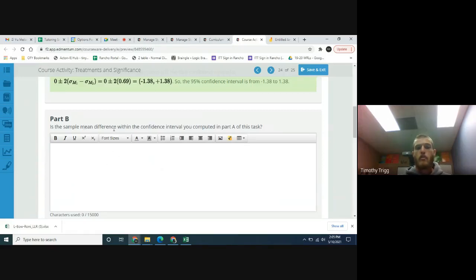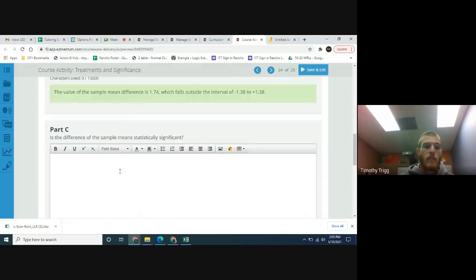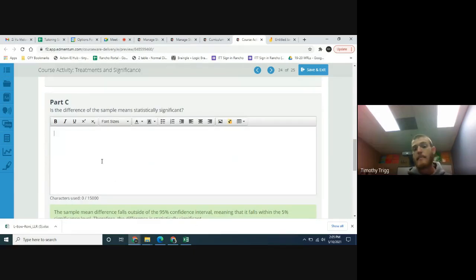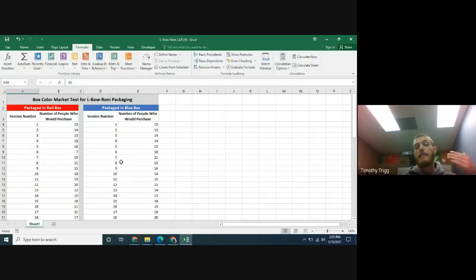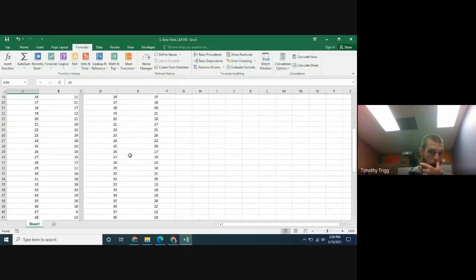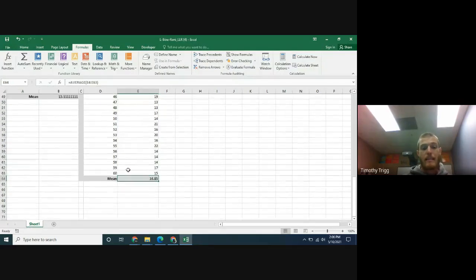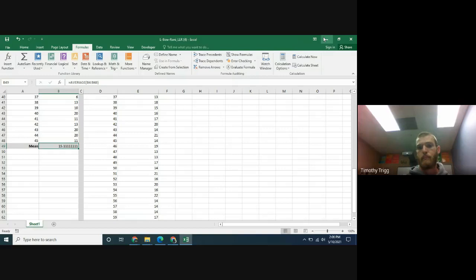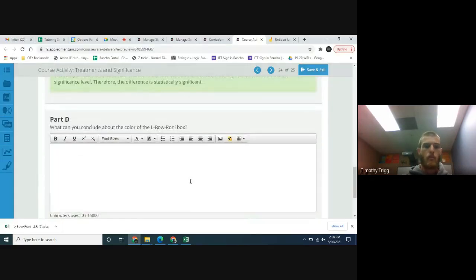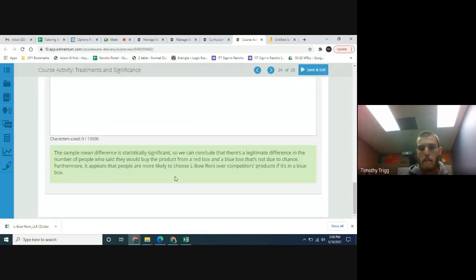So, is the sample mean difference within the confidence interval? We would say, no, it is not. 1.74 is not within that confidence interval. So we would say that the difference of the sample means is statistically significant. A statistically significant amount of people prefer the blue box, right? This mean is statistically significantly bigger than this mean. So what can we conclude? Well, based on that, which color box should they go with, or does it not matter? So try to answer that question there. I hope you'll be able to get that. And that's that.